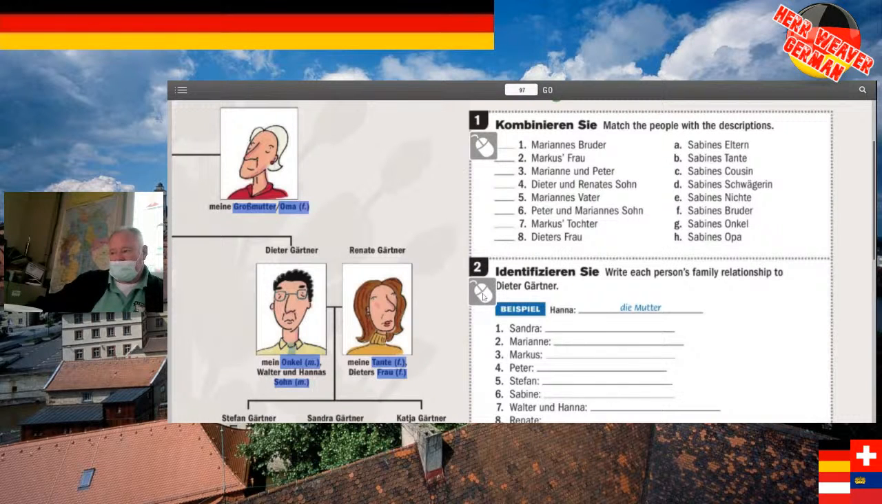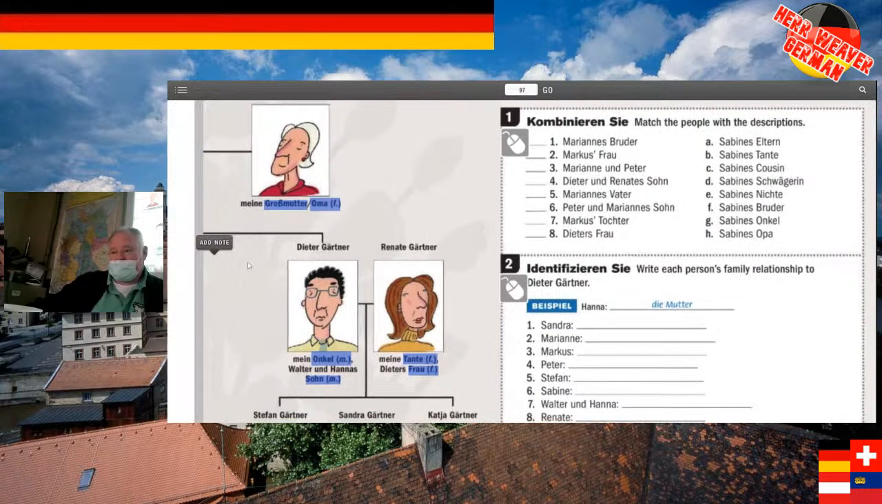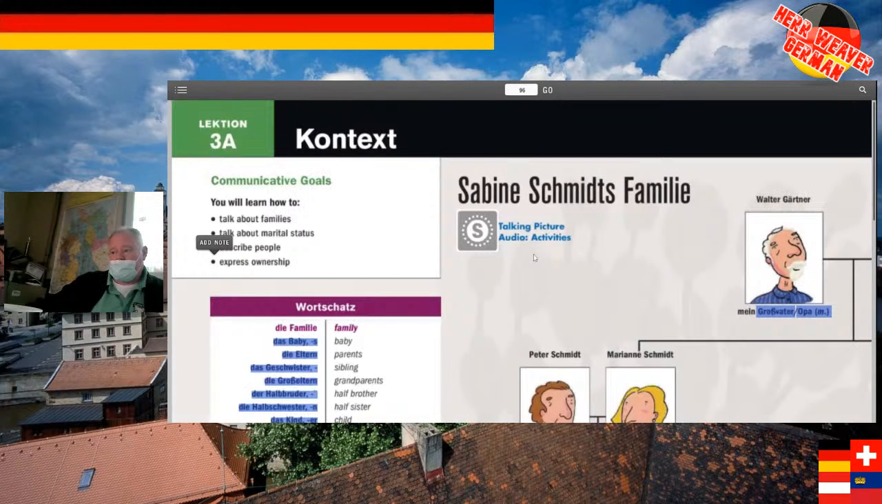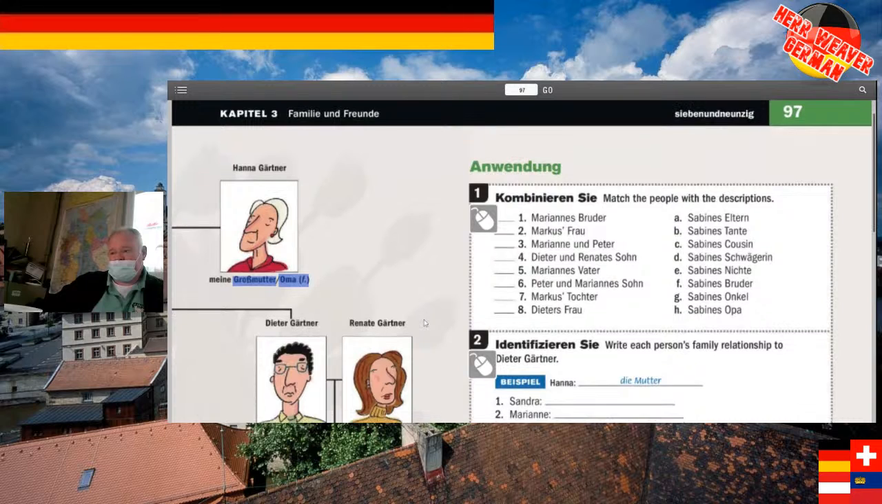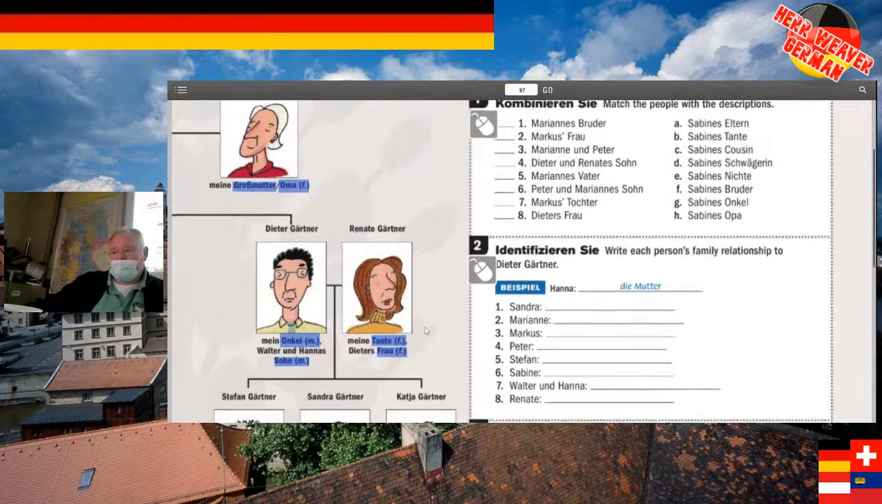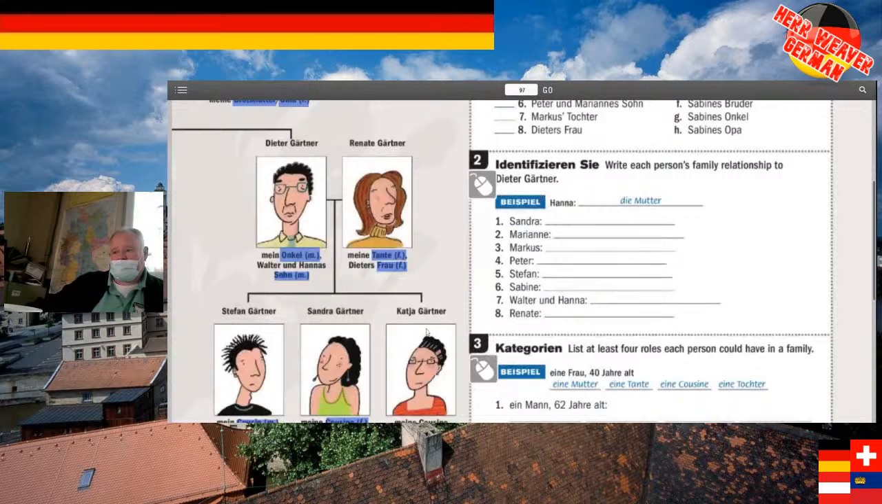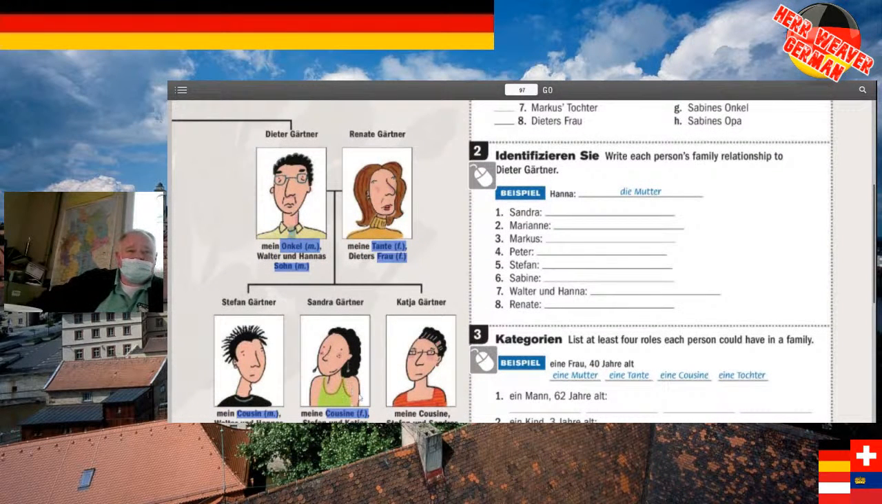Let's try this here. Let's just try. I thought there was a way to get this all in the same. I guess not. All these in relation to Dieter Gärtner. Sandra, let's look back and see. Dieter Gärtner is over here. As we're looking at is the uncle. And Sandra is on this page here. So here's Dieter Gärtner. What about Sandra? Sandra is Dieter Gärtner's Tochter, yeah? So here we'd write Tochter.